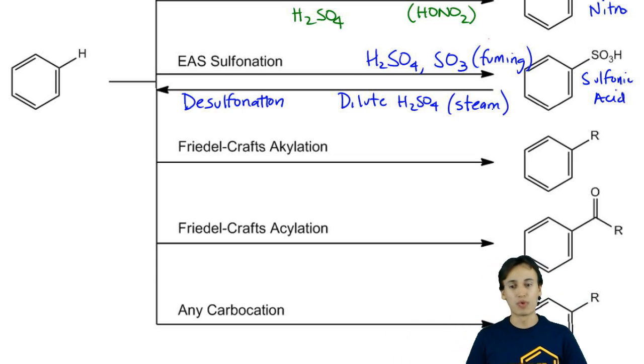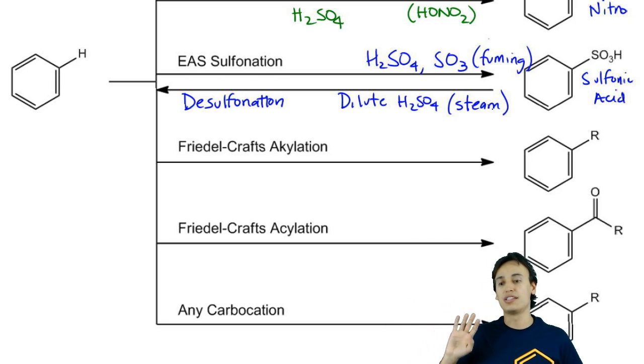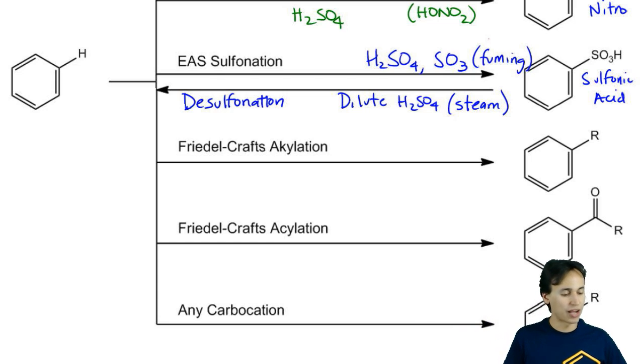So again, I'm writing it in multiple ways so that you're not going to get stumped on an exam or on an online homework. There's different ways to represent these reactions, but they're all really the same thing. Steam, dilute H2SO4, they're all that would take it towards the desulfonation back to original benzene. Okay? Awesome. So now let's work on the Friedel-Crafts reactions.